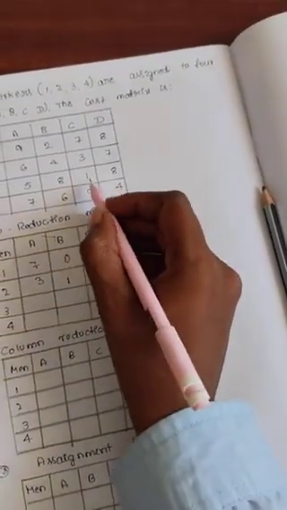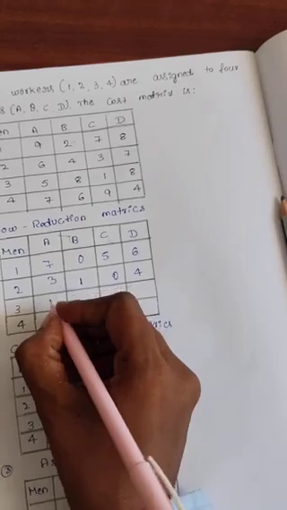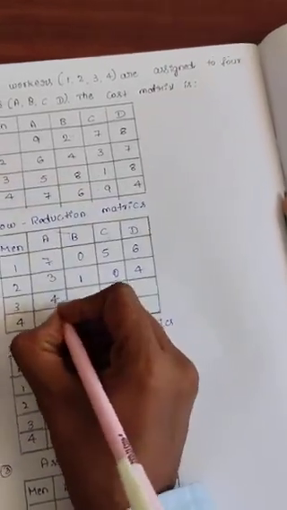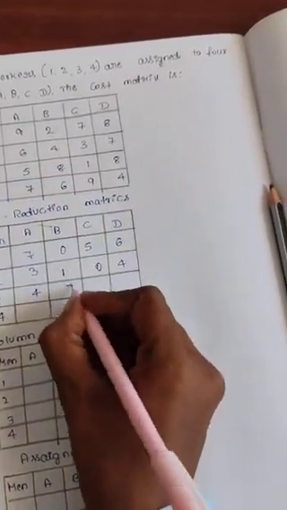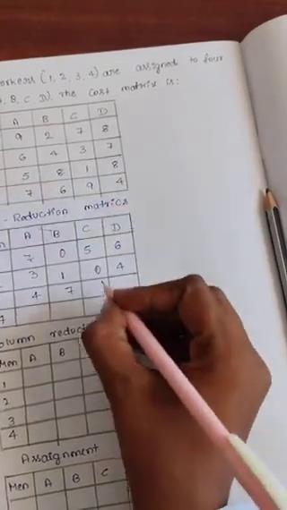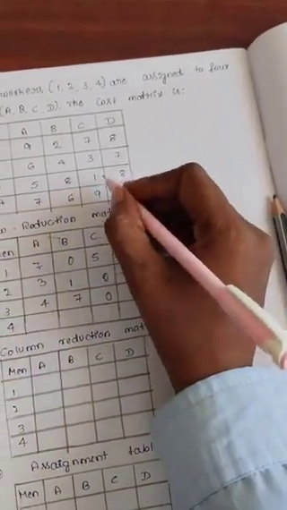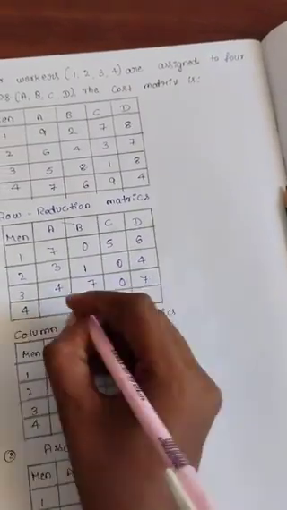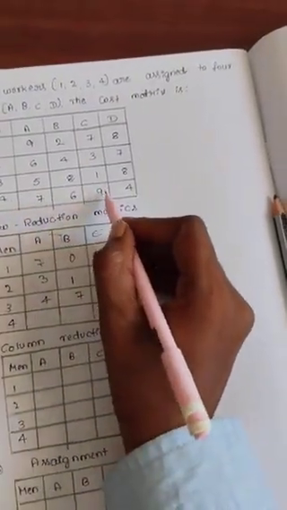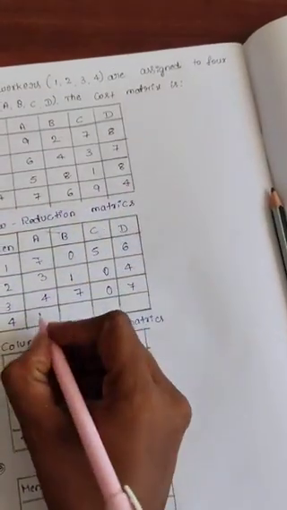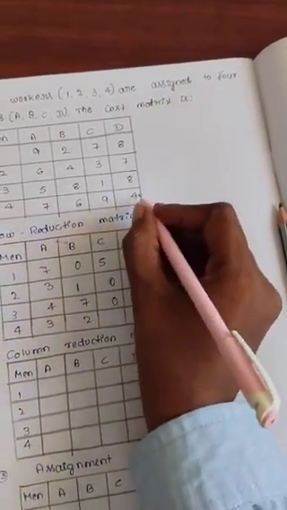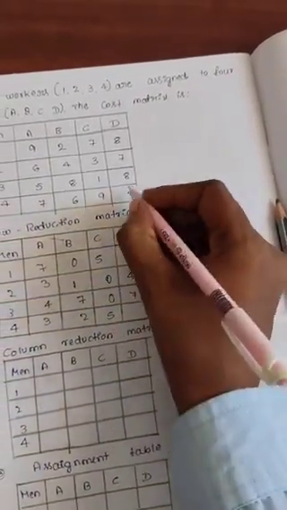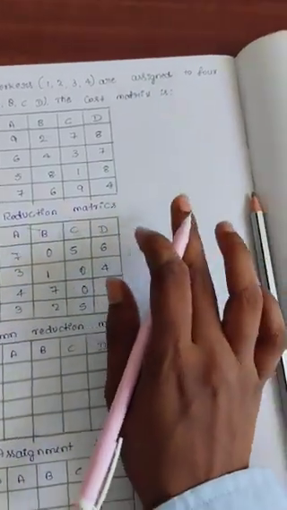Next row minimum is 1. 5 minus 1 is 4. And 8 minus 1 is 7. 1 minus 1 is 0. 8 minus 1 is 7. Next row minimum is 4. 7 minus 4 is 3. 6 minus 4 is 2. 9 minus 4 is 5. And 4 minus 4 is 0. This is the row reduction matrix.